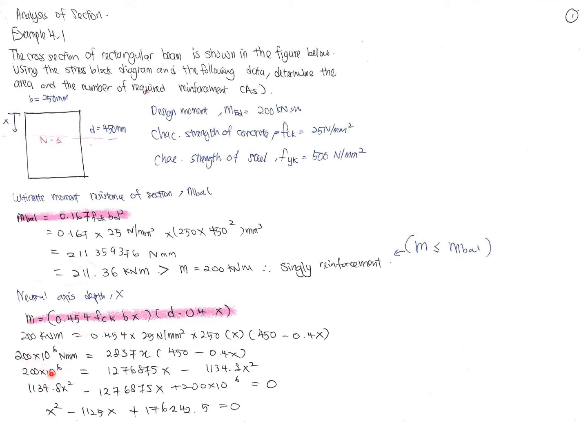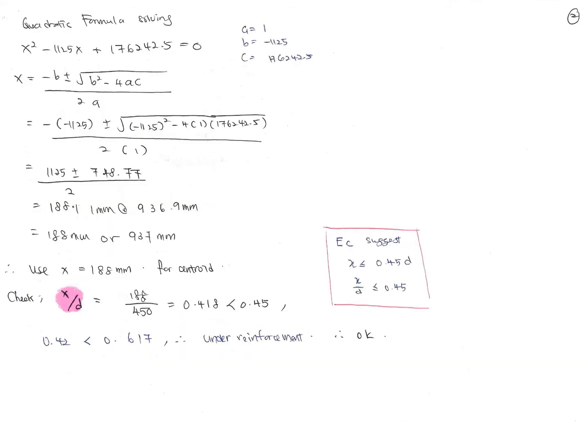So you sort it out accordingly, and then you will get x squared minus 1125x plus 176252.5 equal to 0. This one you can solve to get x, because the unknown is only one. You can either use the calculator to get it, or use the quadratic formula to solve it. So what is the equation? You know that x equals negative b plus or minus the square root of b to the power of 2 minus 4ac, over 2a. I believe every one of you is familiar with this.